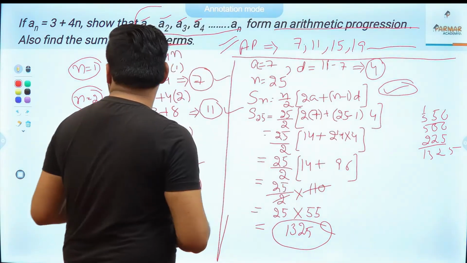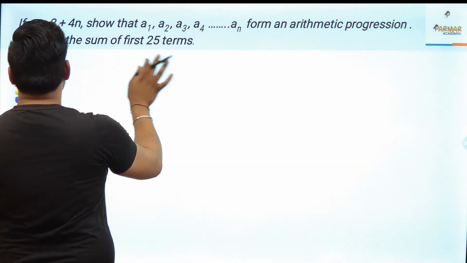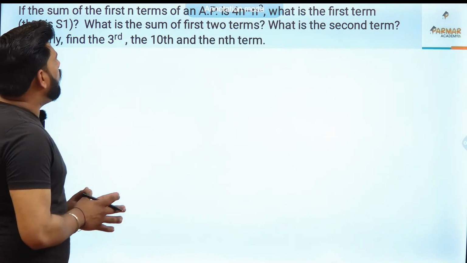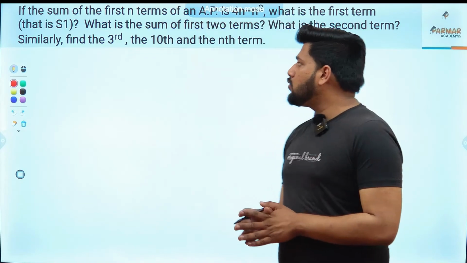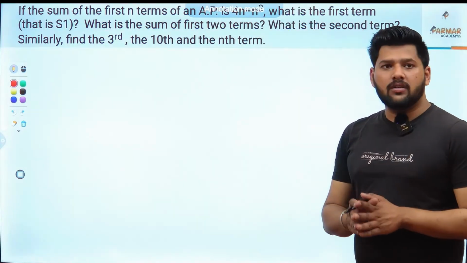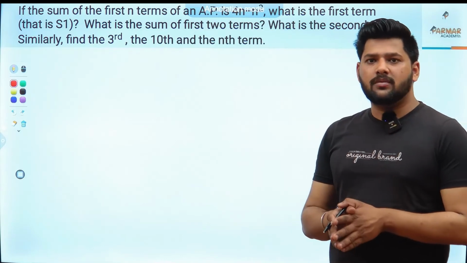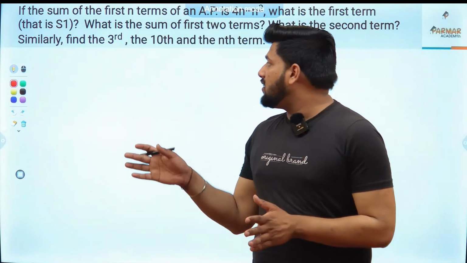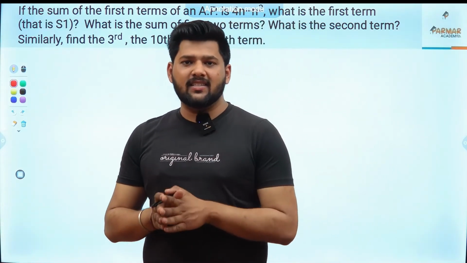The next one is: if the sum of first n terms of an AP is 4n minus n square, what is the first term, that is S1? What is the sum of first two terms? What is the second term? And what is the third term and the nth term? So a very interesting and easy question.